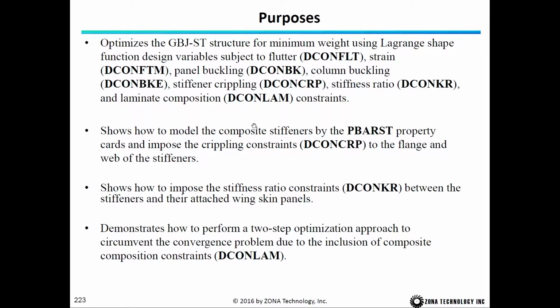We also want to show how to model the composite stiffener by the PBARST property card and then impose the crippling constraint to the flange and web of the stiffener. We want to show how to impose the stiffness ratio constraint, KR, between the stiffeners and their attached wing skin panels. We want to demonstrate how to perform a two-step optimization approach to circumvent the convergence problem due to the inclusion of a composite laminate composition constraint, DCONS LAMP.